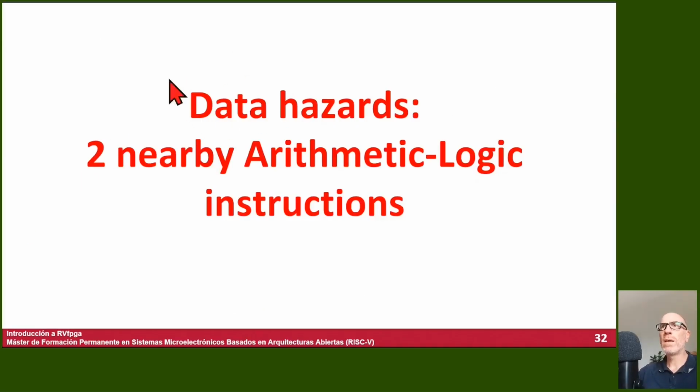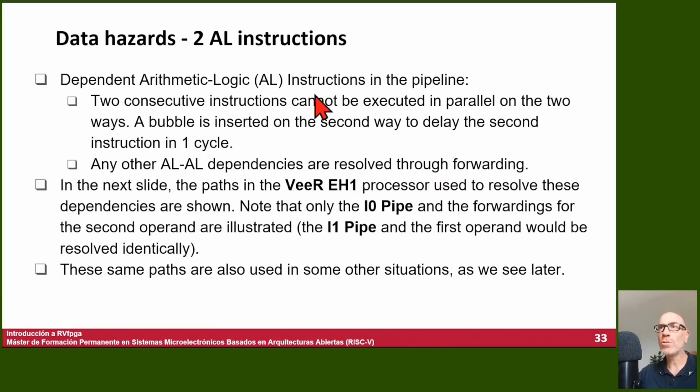Let's start with a scenario where we have two closely placed arithmetic logic instructions. If these instructions are consecutive, with nothing between them, they can't run in parallel, as the second relies on a result being generated in the same cycle. So we need to introduce a bubble. However, if they're close but have an independent instruction between them, forwarding can resolve the conflict without stopping.